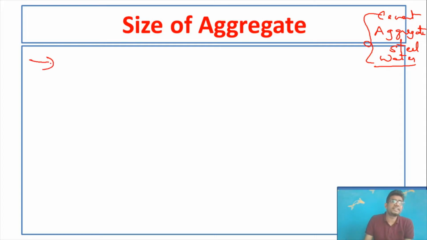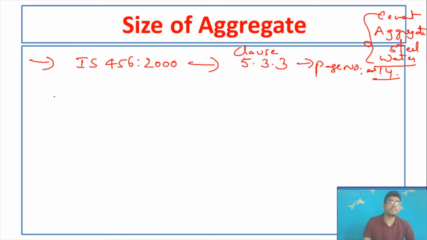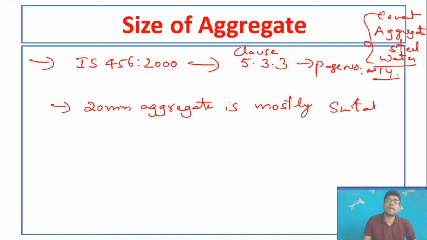First, take the size of the aggregate. For the size of the aggregate, clauses are given in IS 456-2000, and that clause number is 5.3.3, on page number 14. The clause 5.3.3 says that whatever aggregate is used in RCC should mostly be 20 mm. So 20 mm aggregate is mostly suitable for RCC. You can use a 10 mm or 40 mm aggregate also, but that depends on conditions. But the aggregate more suitable for the RCC is the 20 mm coarse aggregate.